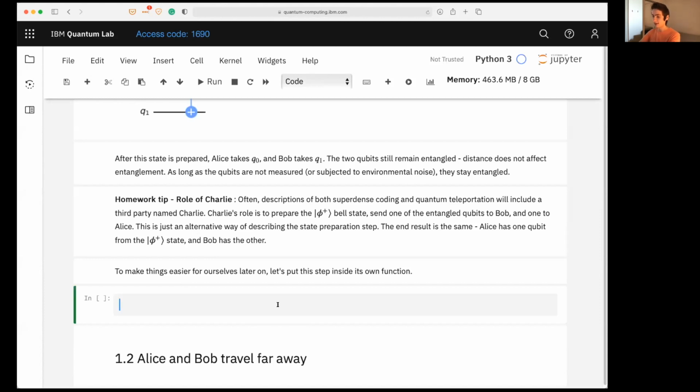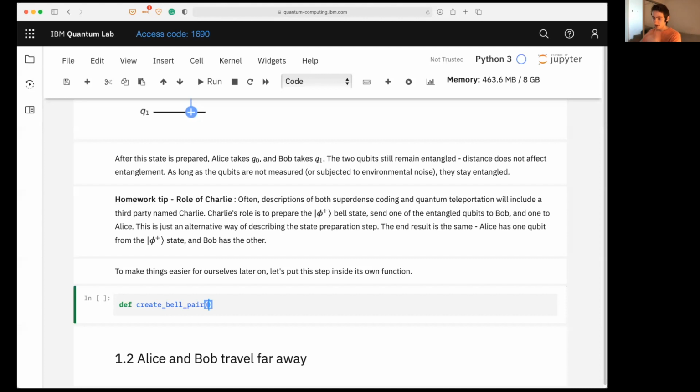So I'm going to give myself a code block here. Now, defining functions for quantum circuits is not something we've seen before, but it's no different from just defining a regular function in Python. So I'm going to start off with the def keyword. That just defines a function. We'll call this create bell pair.